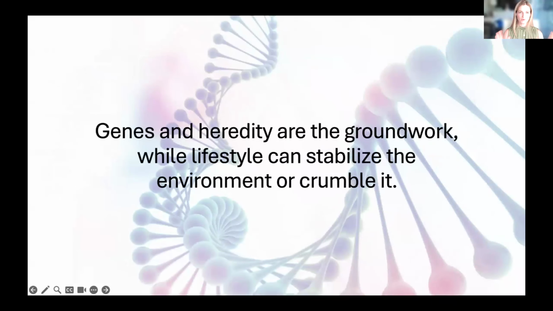So I'm going to close off my portion by saying genes and heredity are the groundwork, while lifestyle can stabilize the environment or crumble it. So we certainly don't want to position genetics as this kind of definitive crystal ball, but this is why a test like this is so special, right? It's not an entertainment genetic test that comes back and says, you have blue eyes. Well, thanks, I knew that, right? Or you are tall, right? No, it's something that's actionable. We can take action on this and create change.